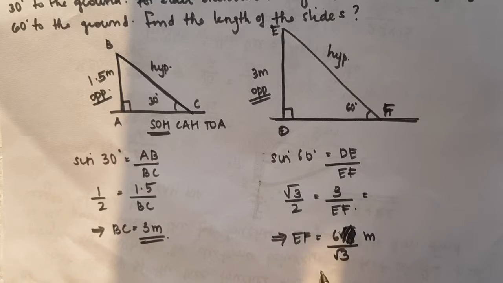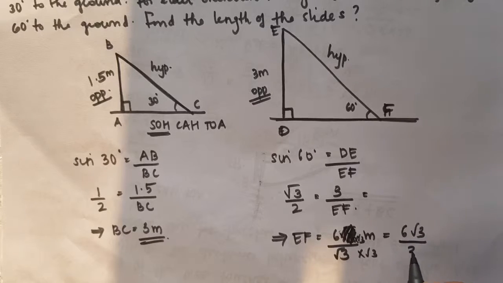Now we have to rationalize it. So that is equal to multiplying both top and bottom by root 3. So that is equal to 6 root 3 by 3 meters. Again we can simplify it further, that is equal to 2 root 3 meters.